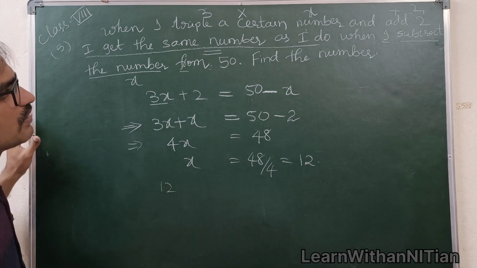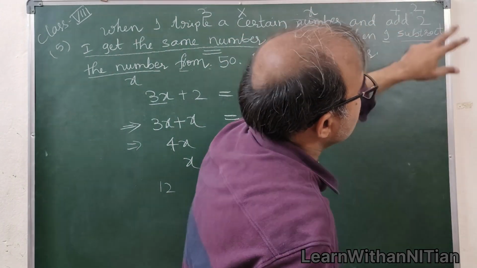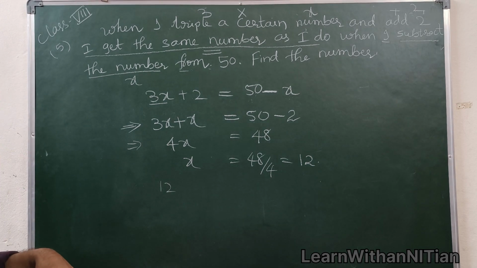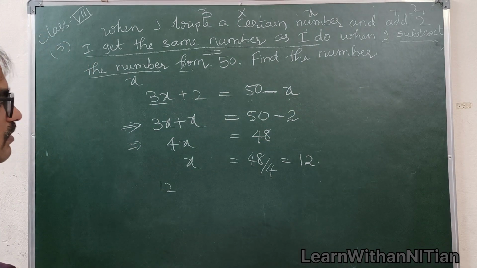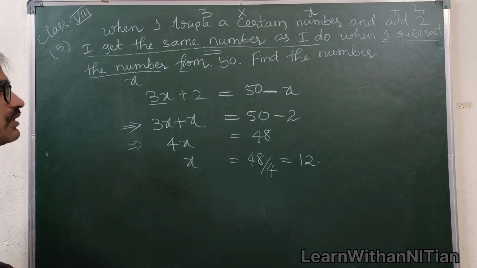Let us check. 3 times 12 is 36. 36 plus 2 is 38. Now, 50 minus 12 is again 38. So therefore, verification is also completed.